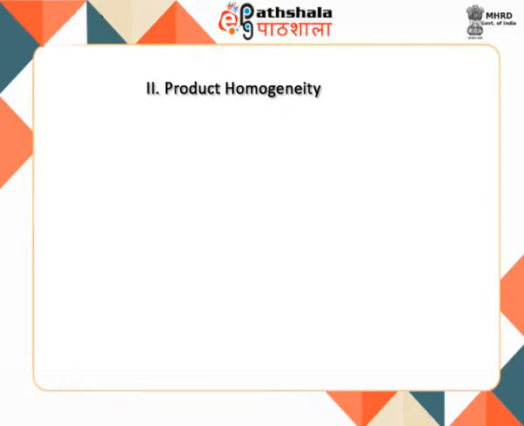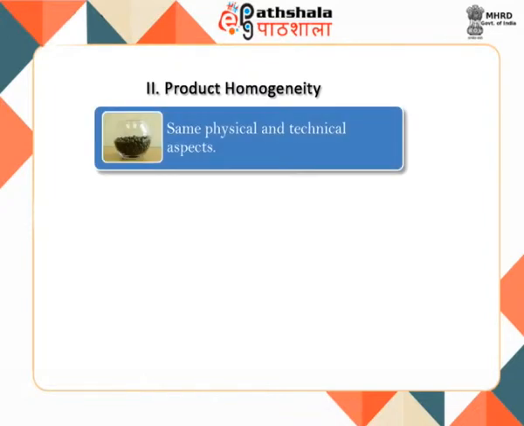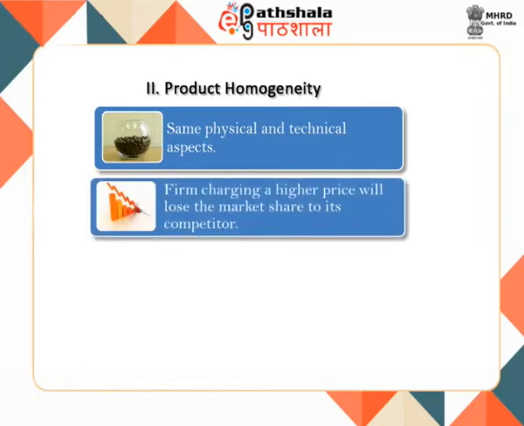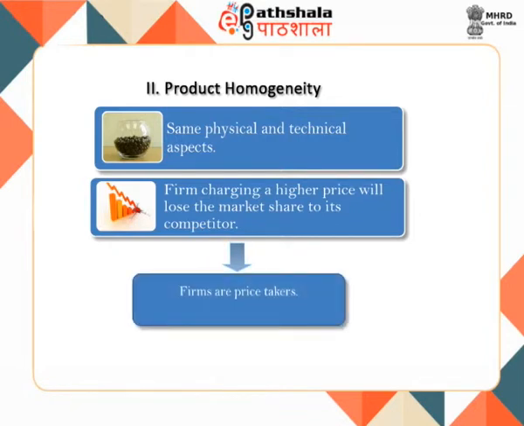The second assumption says that the product sold by the firms is homogeneous in physical as well as technical aspects. This assumption makes sure that no firm can charge a higher price than the market price without losing its market share to other firms. This holds true as there are no quality differences in the product of the firms. It reinforces the point that the firms in a competitive market are price takers.